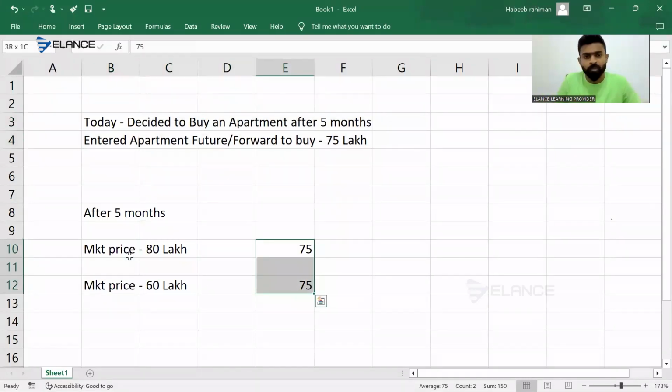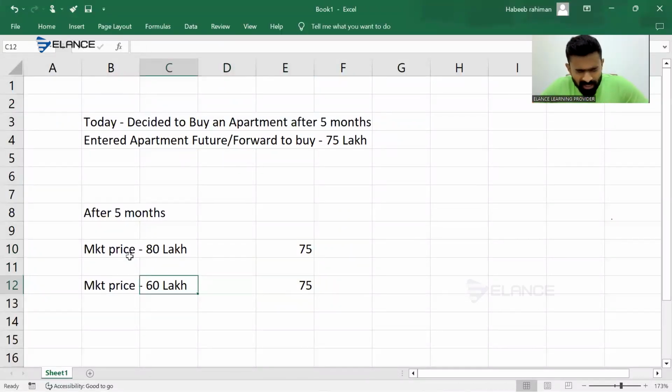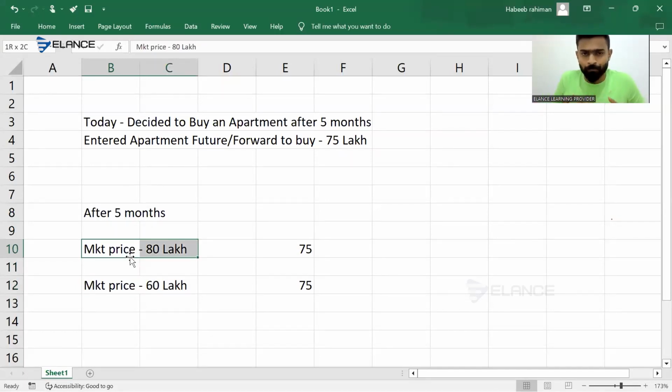Now, assume there is an increase in market price. This is an adverse movement, and the opposite would be a favorable movement in the market, right? See, you are planning to buy an apartment. The market price of the item that you plan to buy increases. You will be in tension. Oh my God, the price is increasing.